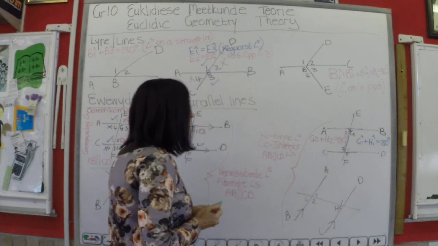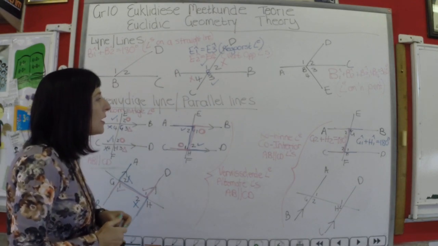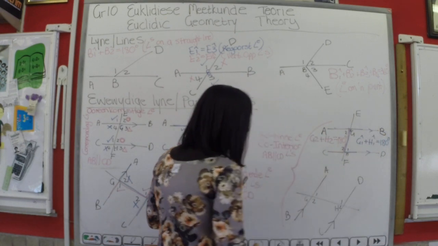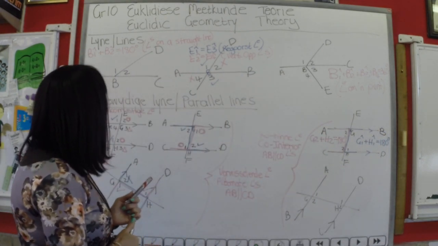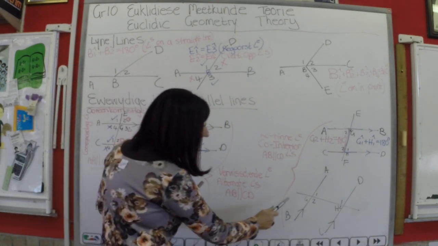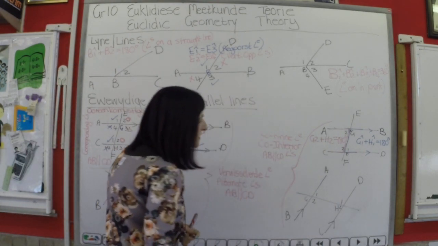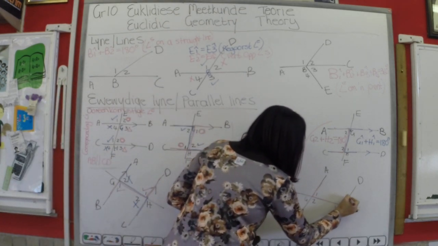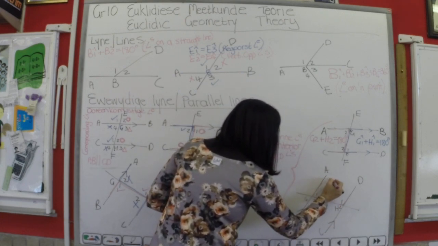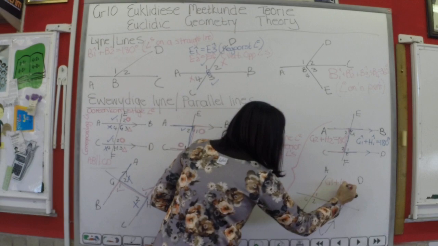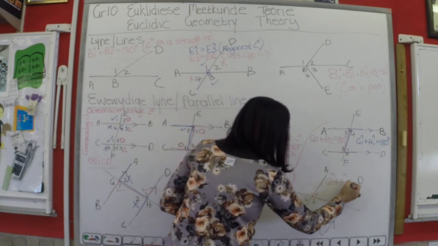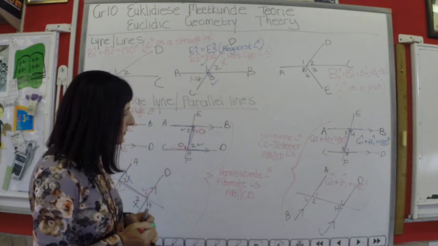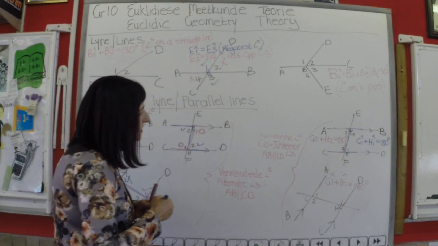Hoekom kan ek dit sê? Want dis ko-binnehoeke omdat AB ewewydig is aan CD. If you look at these angles over here, these parallel lines AB en CD, dan kan ons ook ko-binnehoeke identifiseer. Kyk daar, as ek G1 vat en ek tel H1 by hom. G1 plus H1 is gelyk aan 180 grade. Dis ko-binnehoeke because AB is parallel to CD.